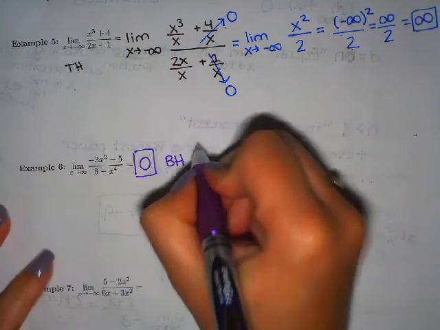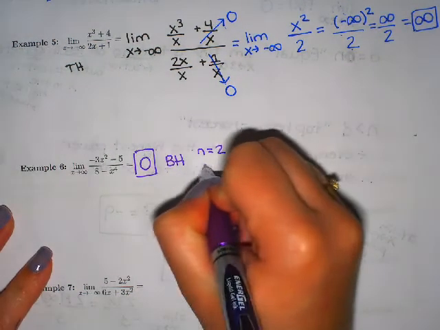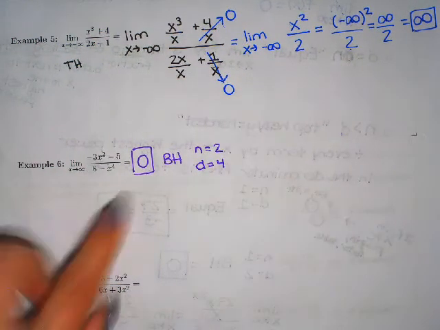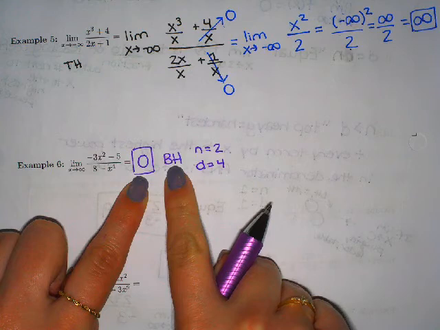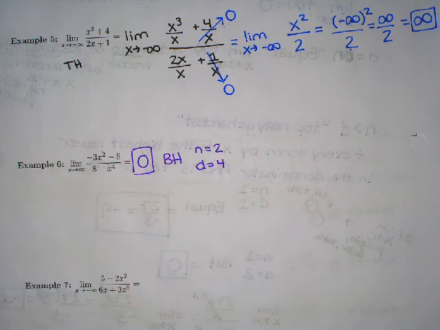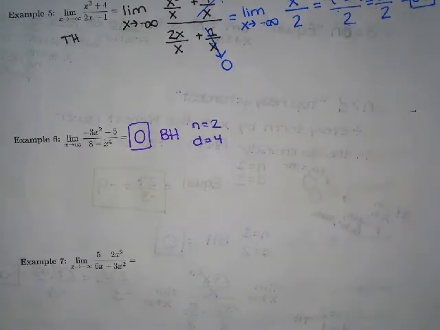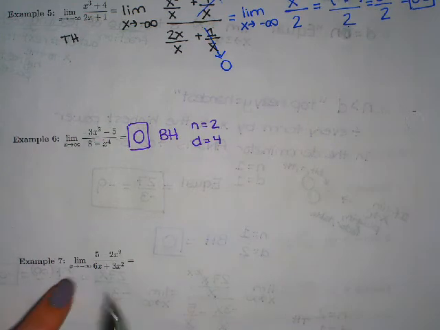If you want to be super fancy, you could write that the degree of the numerator is 2 and the degree of the denominator is 4. All I need to see is really your answer and then your reason why. You don't even have to really write out the degrees if you don't want to. You'd still get full credit. Bottom heavy is the best. The answer is always 0. Way easier than doing top heavy.